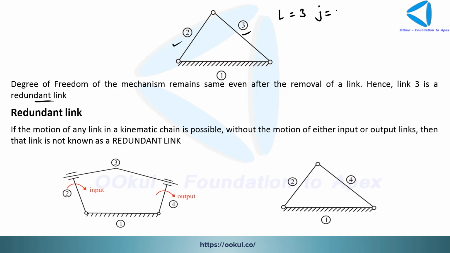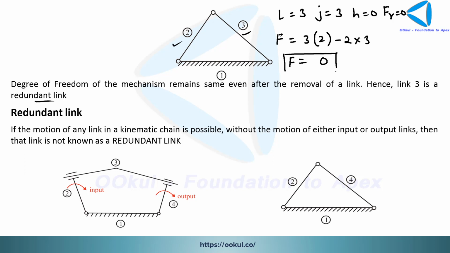Okay, binary joints equal to 3, higher pair equal to 0, and FR is also equal to 0. So still if we use that equation, the Kutzbach one, that is 3 into (3 minus 1), that is 2, minus 2 into 3. So this becomes 6 minus 6, again equal to 0.